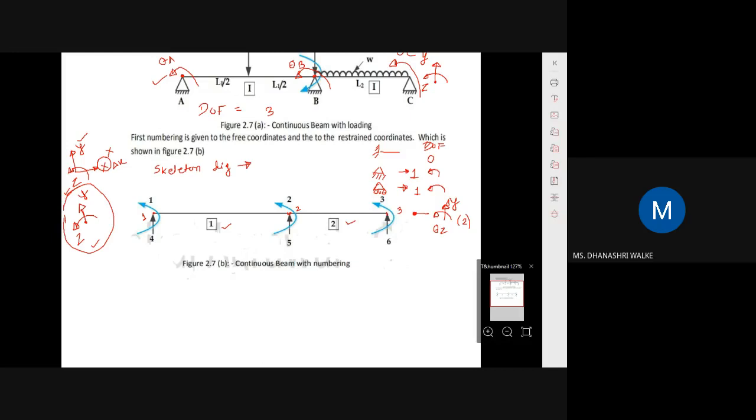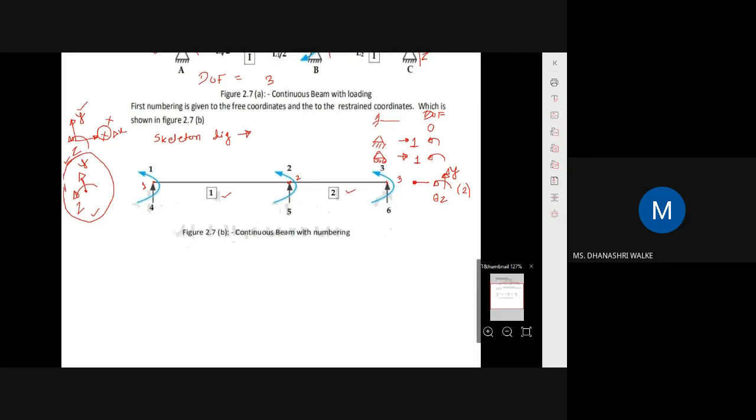Okay. So here I have plotted this. Again I will draw here so that it will be easy for you to understand how to give the numbering. So likewise, this is node number 1, this is node 2, and this is node 3. Okay, this is your element number 1 and this is your element number 3, element number 2, sorry.